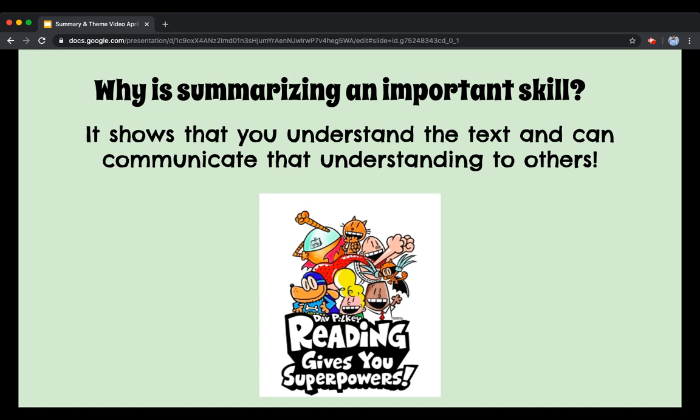You might be asking yourself, why is summarizing such an important skill for me to know? Well, it shows that you understand the text that you are reading and that you can communicate that understanding to others. Like my friend Dav Pilkey, the author of Captain Underpants and Dog Man, says, reading gives you superpowers. And summarizing is one of them.